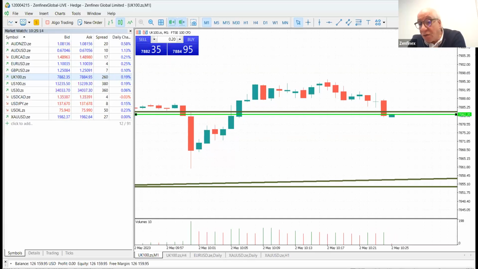So it's come exactly to the 78.82 level. Now let's watch what happens. So in my live trading room, this is where our trade would have been picked up.